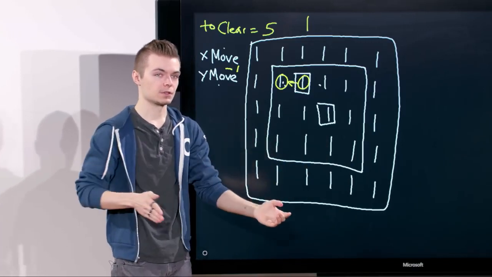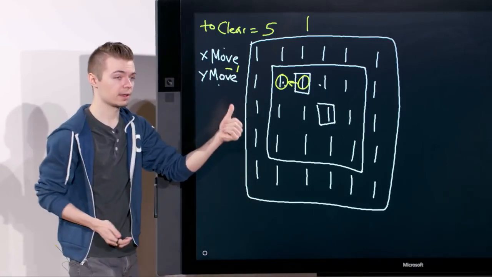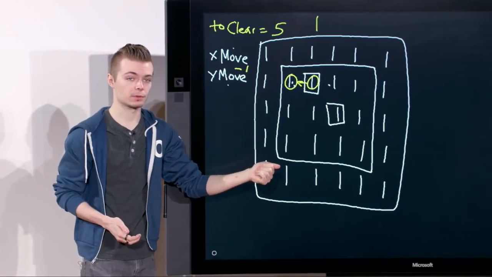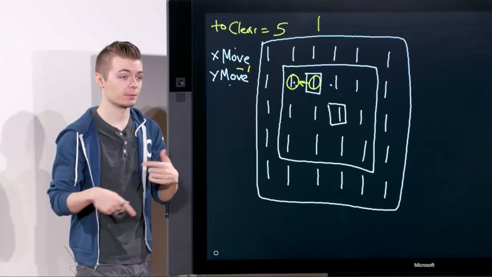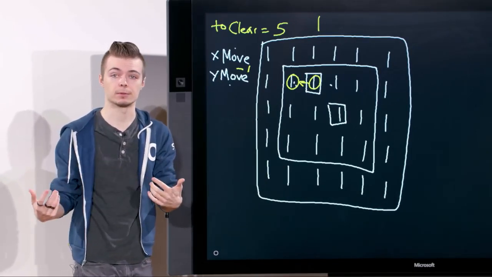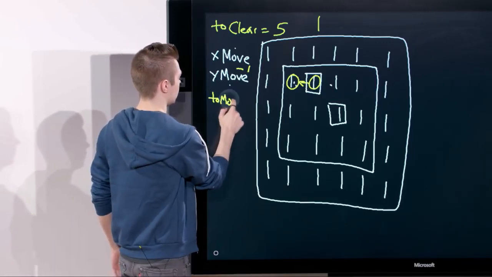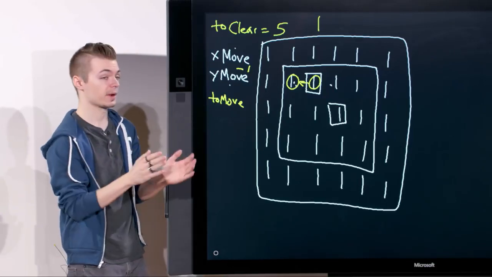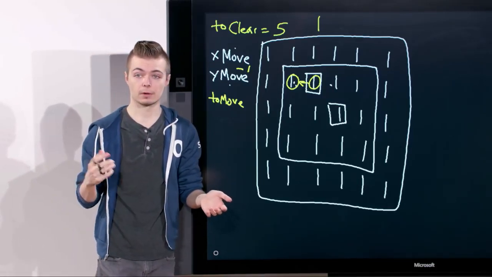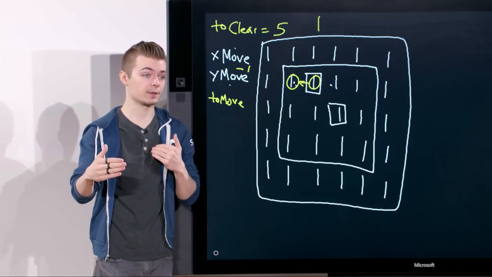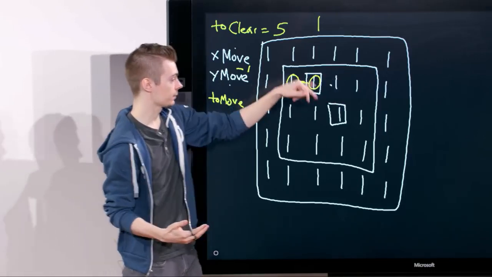So what we actually want to do is, when we flip a coin and say x move or y move, we also want to say times to move. We want to create a new variable called number of times to move, effectively, right? And then we just set that to a random number between 1, so we're going to move one tile, or the size of the maze minus 2, right? Taking into consideration both walls.